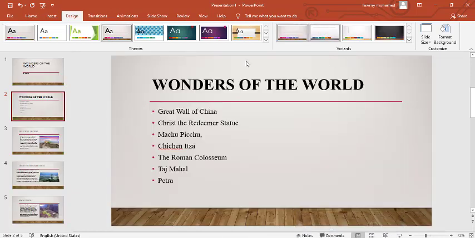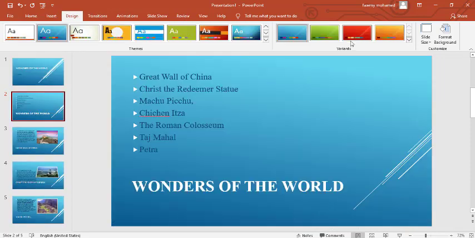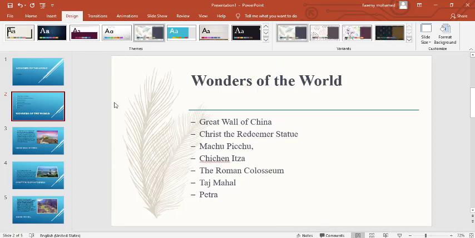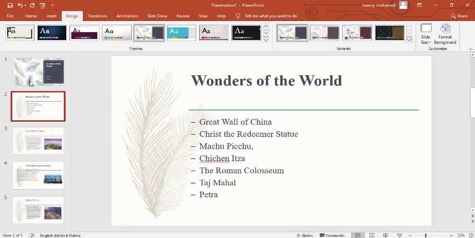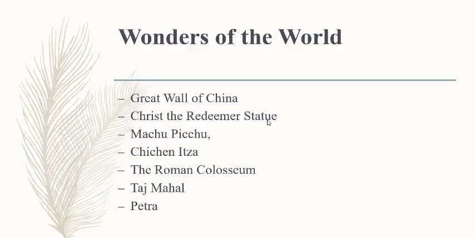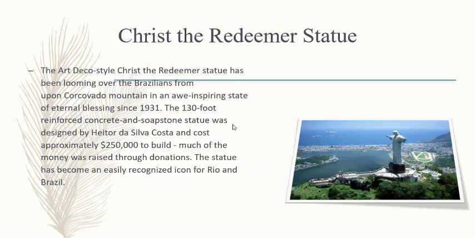If you click, and I'm going to select, you can select any type of themes, and you can click the F5 function 5 key to play the presentation simply here. And if you click the mouse, you can play the presentation like this, end of the presentation.